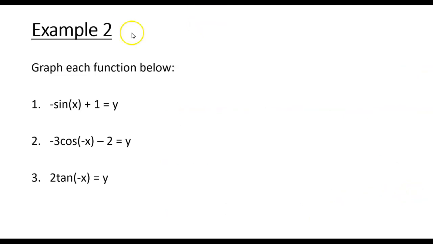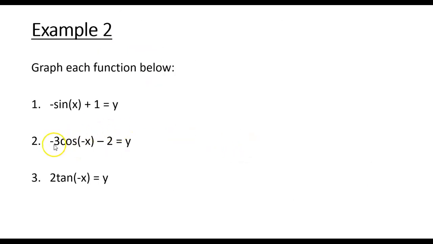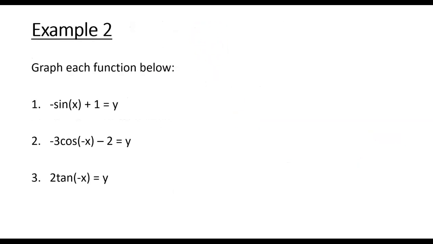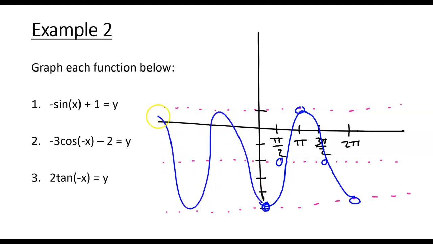All right, what's next? Now we use the chart below to find where to start and where to go. So on this one, I've got a negative in front of the cosine and a negative inside of the cosine. So a negative in front and inside will be like this one, where we start at the minimum and go up. So I'll start at the minimum, and then I'll go up from there. Midline, max, midline, minimum. And there's my graph. And once again, it does keep going, but I think I'm just going to leave it with just the basic shape there.